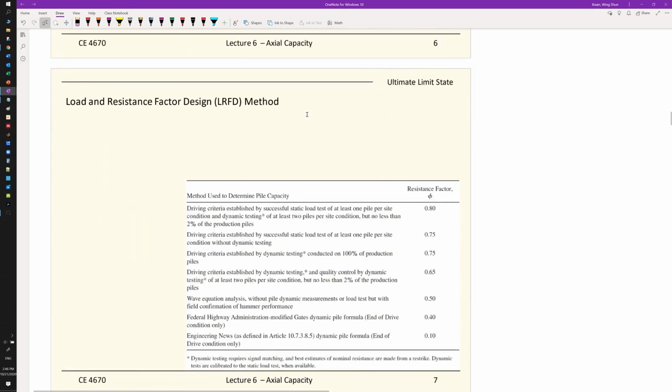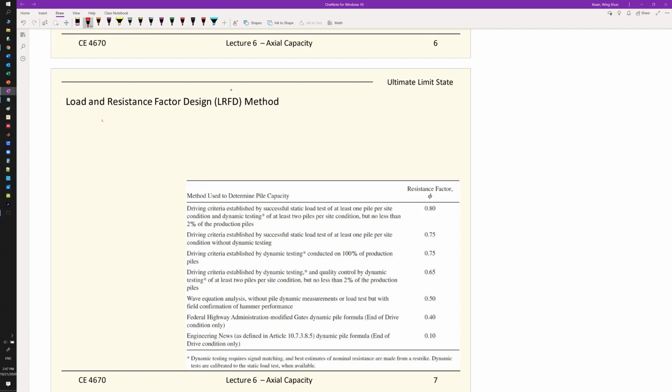So aside from the ASD, allowable stress design method, there's also the LRFD method, the load and resistance factor design. This design philosophy or design approach is more structurally based. So instead of one factor of safety, they try to break it down into different factors.